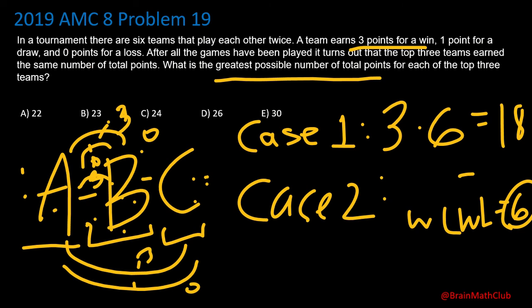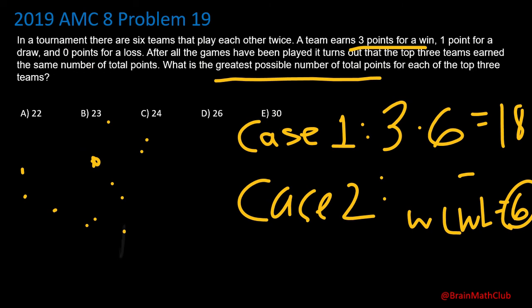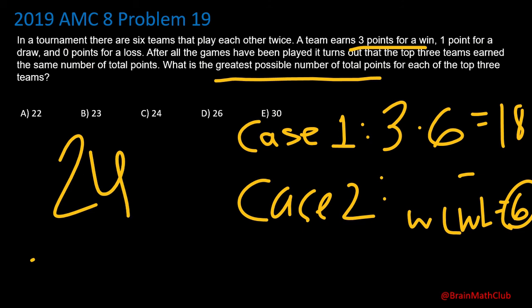Now that we have gotten both cases, all we have to do is add the number of points to get our answer. We can do this in our mind. What is 18 plus 6? We know 18 plus 6 is 24. So now I know it's 24, so I can circle C as my answer, and I will know that I will be right.